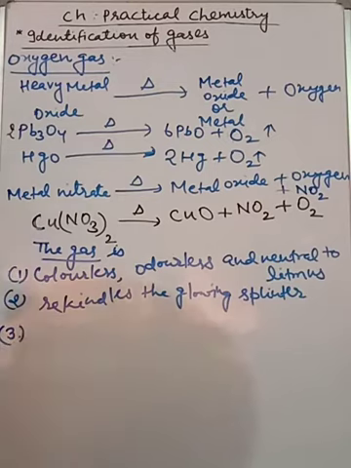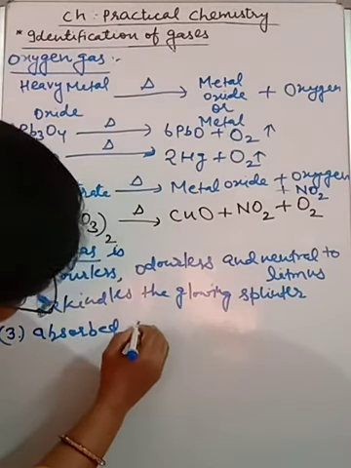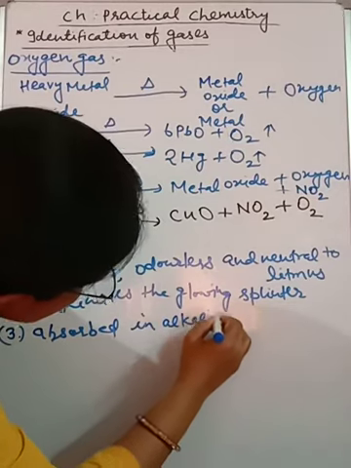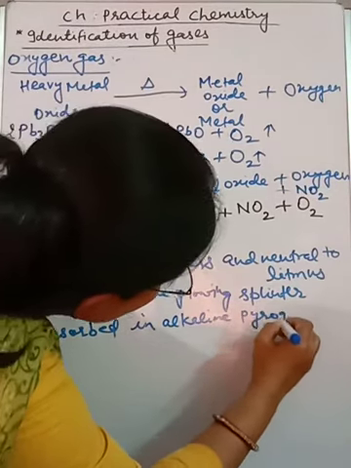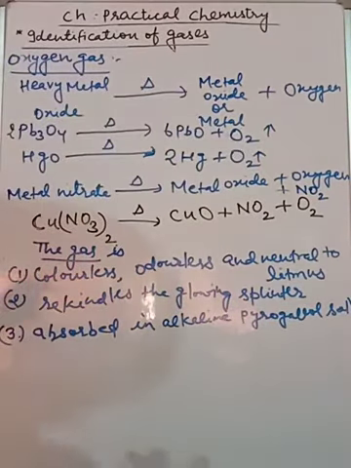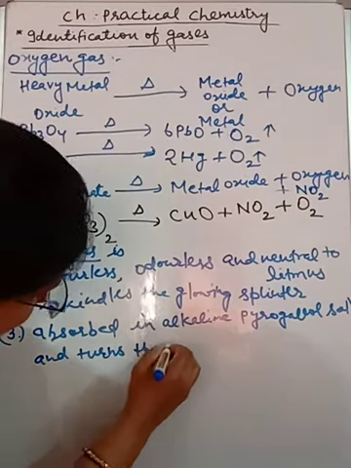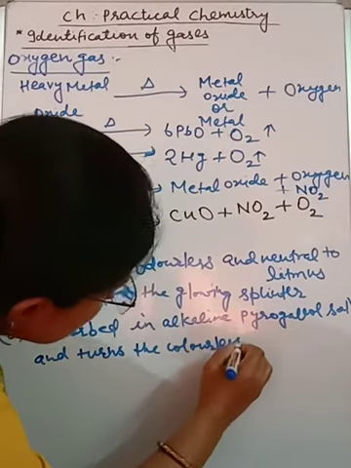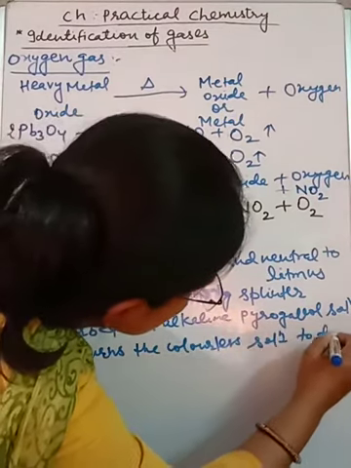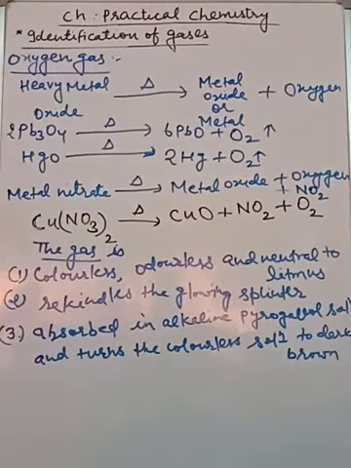And third, the gas is absorbed when passed through alkaline pyrogallol solution. This pyrogallol solution is actually colorless, and it turns the colorless solution to dark brown. This is all regarding oxygen gas. You can understand the evolution of oxygen gas by going through all this.